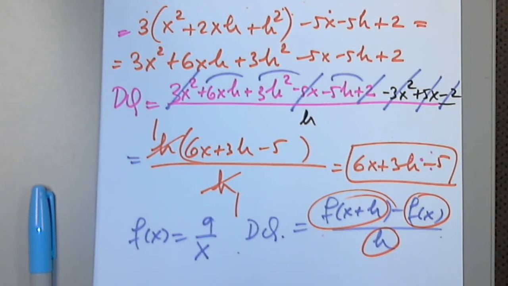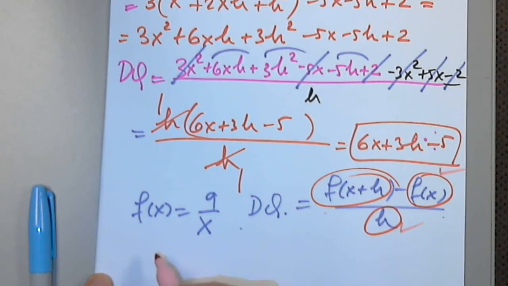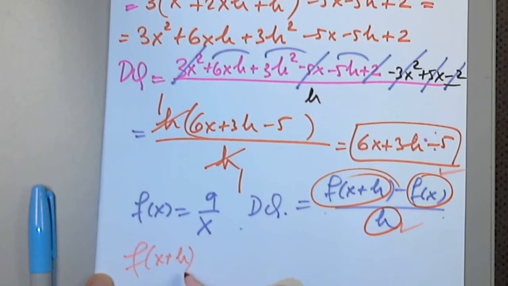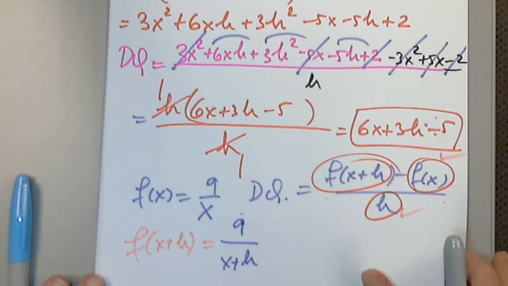Exactly. I have to work on f of x plus h. These I can do anything to. So in order to find f of x plus h, can anyone dictate? 9 over x plus h. Very good. Do we agree with this, everyone? Yes? Okay, perfect.